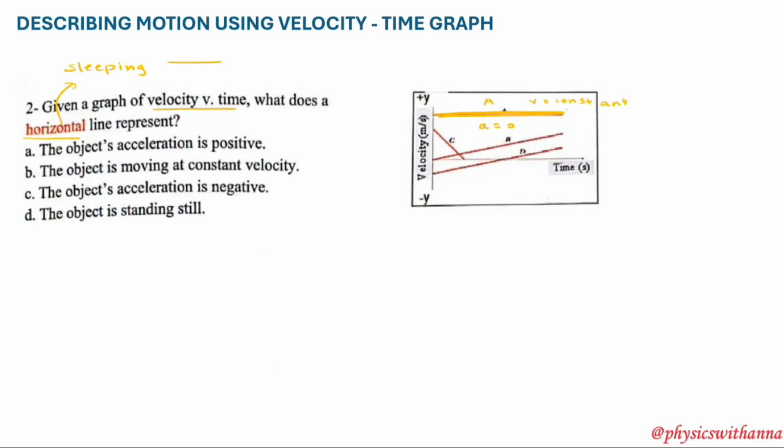So in your exam, you should look for this word. If you have a straight horizontal line, look for the word constant. So in these options, only option B has constant velocity. So the answer should be the object is moving at constant velocity.